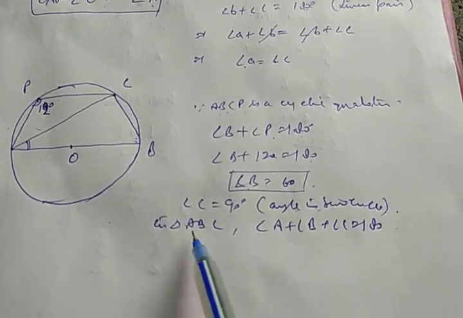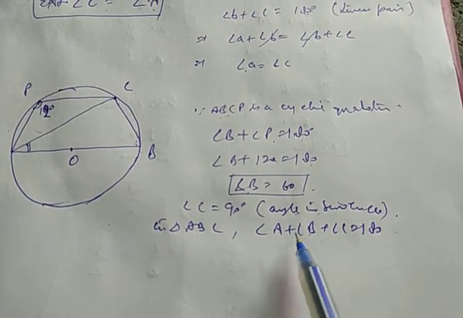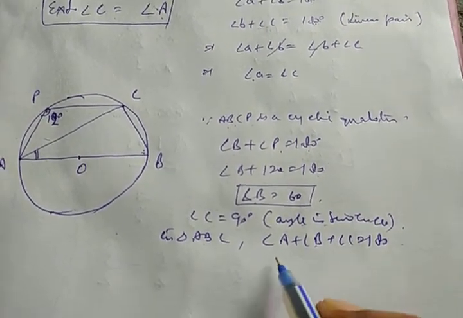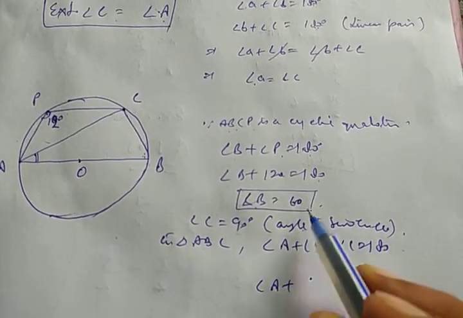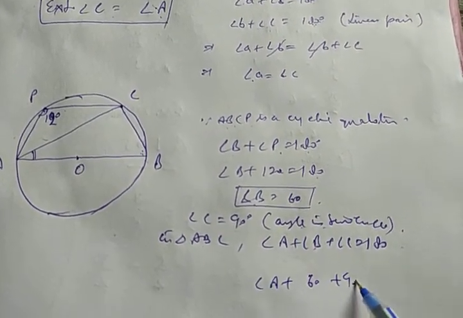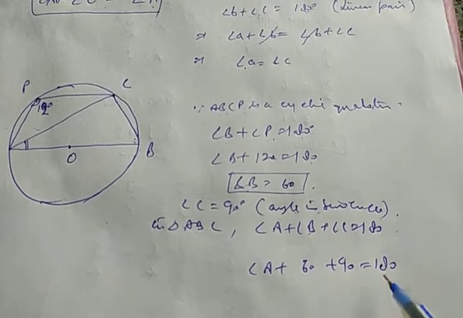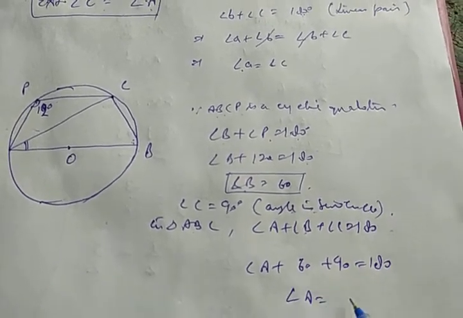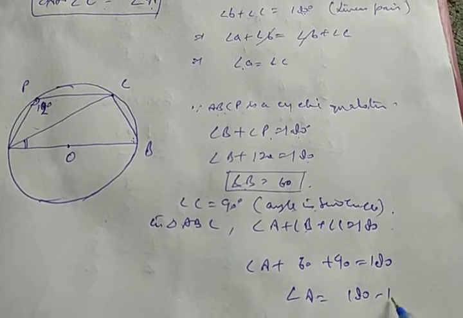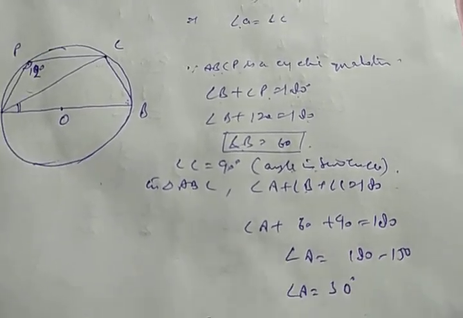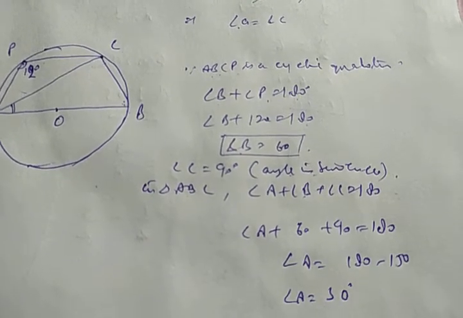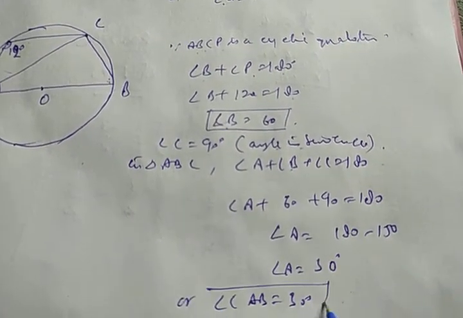Now in triangle ABC, angle A plus B plus C is 180, you know the angle sum property. In this, angle A you have to calculate. Angle B you have got is 60, plus 90, is equal to 180. Angle A is equal to 180 minus this, which will be 150. Angle A is equal to 30 degrees, or angle CAB is equal to 30 degrees. In this way you can calculate.